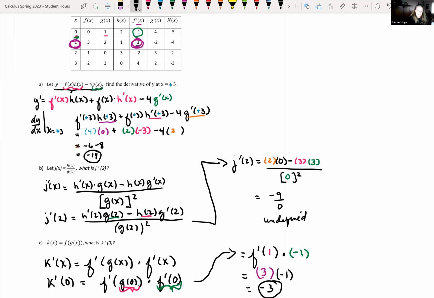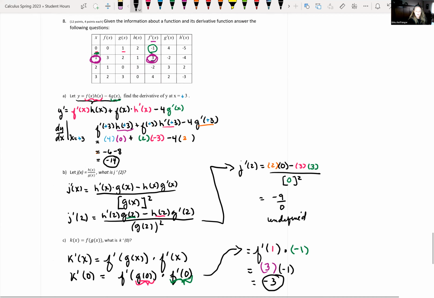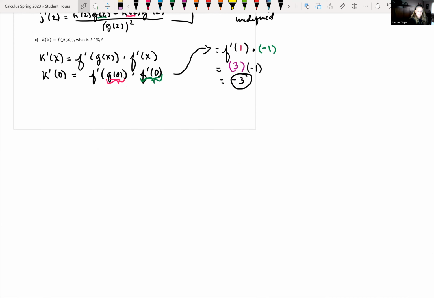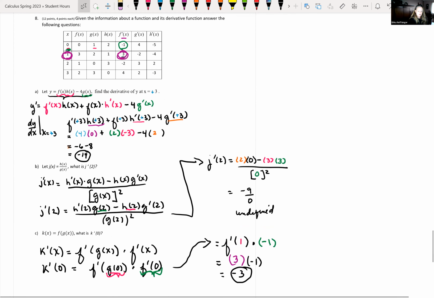So in that problem, we needed to use our formulas for product rule, quotient rule, chain rule, write that out, and then use the table to evaluate it. And so that was the last problem to that old test.